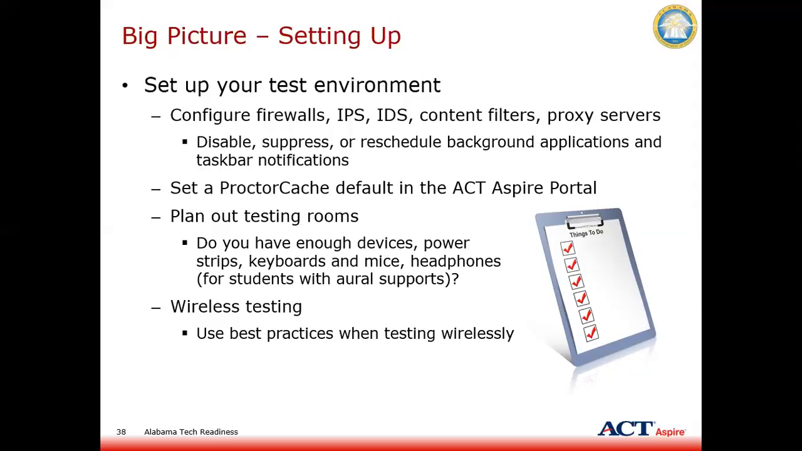Make sure you identify your proctor caching machine or machines. Remember, you can do this at the district or the school level, and you're going to put in those settings into the portal. So you're going to identify your proctor caching machine, install the software onto that machine or machines. Then you need to make sure you get that IP address information and go create your default settings in the portal so that you're actually creating the link.